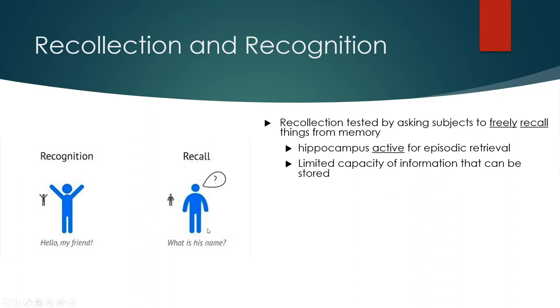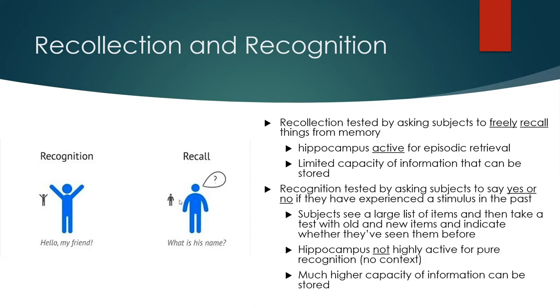You have to remember the context in which you learned this person's name and the contextual clues around it. You have to put together this whole story to be able to freely recall something. It requires a lot more processing. We're not really good at freely recalling something. If I showed you 10 items, you probably wouldn't be able to recall all 10 of them.